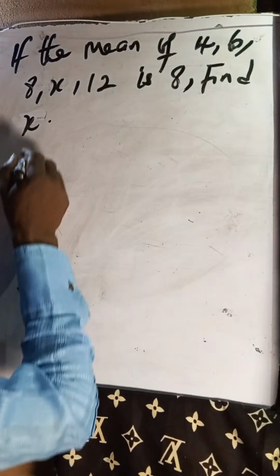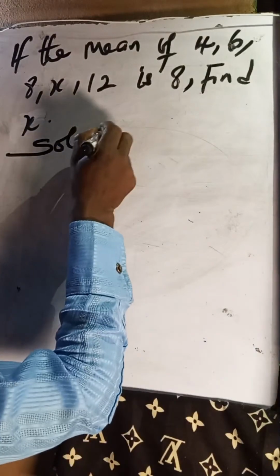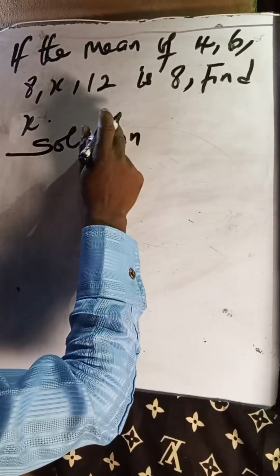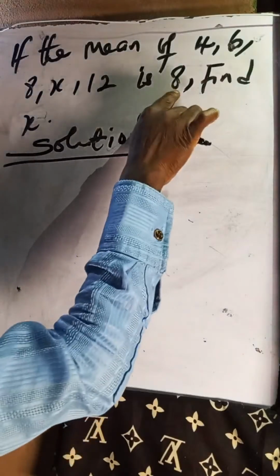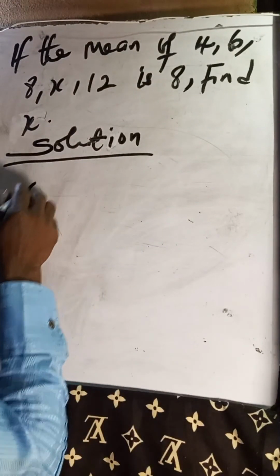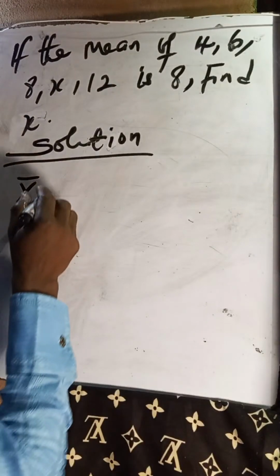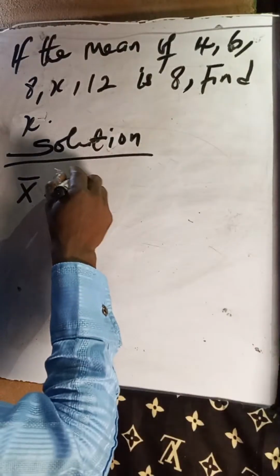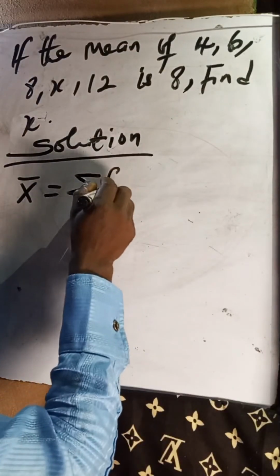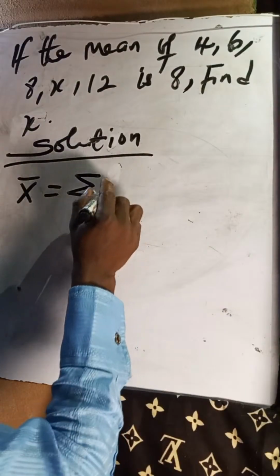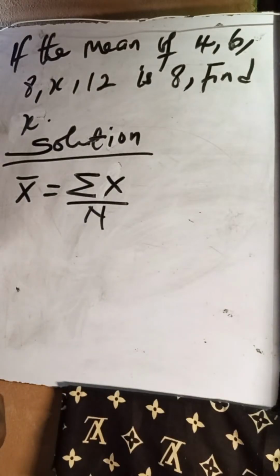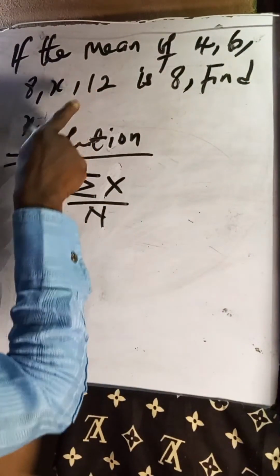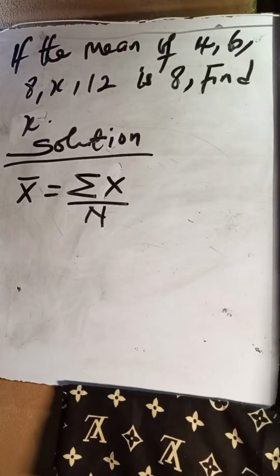So we are going to use our knowledge of mean to solve this problem. We know that the mean, which is x bar, is supposed to be the sum of everything here, usually given as sigma fx or sigma x, divided by n. N is the number of counts. If you count it, you have 1, 2, 3, 4, 5. All right, that's n. So let's proceed.